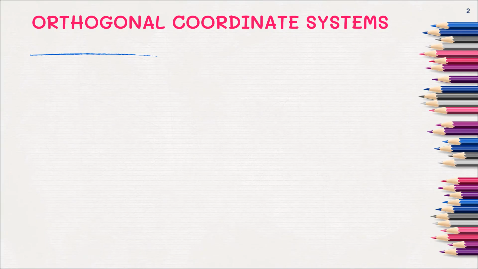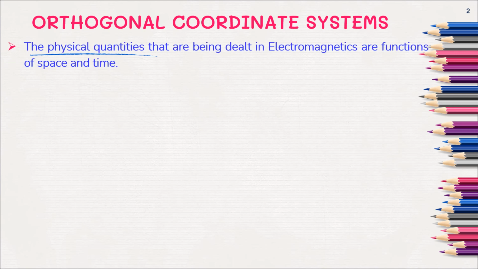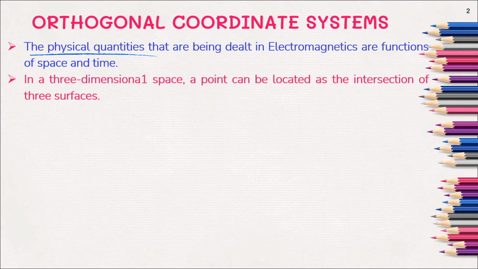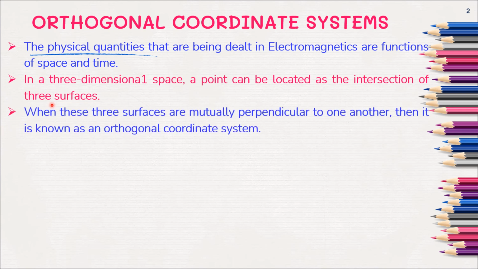Orthogonal coordinate systems. Any physical quantity in electromagnetics is going to be a function of space and time. A point in the three-dimensional space is going to be located as a function of three surfaces. That is, it is going to be an intersection of three surfaces. Since the three surfaces are mutually perpendicular to each other, we call it an orthogonal coordinate system.